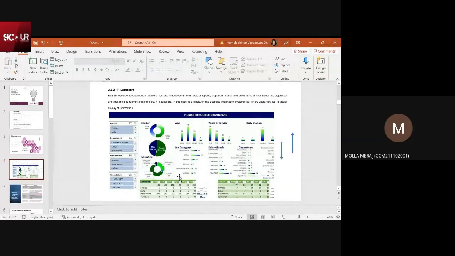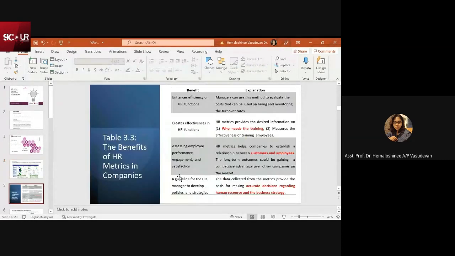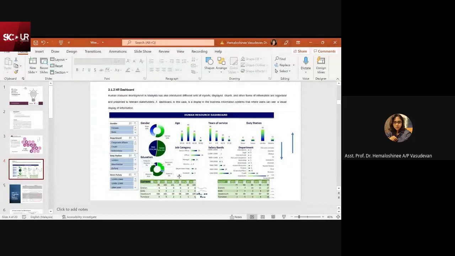Ma'am, I'm not clear. Can you explain again? Which one are you not clear? The HR dashboard. Which one are you not clear? Ma'am, education and job categories. Educational job categories.